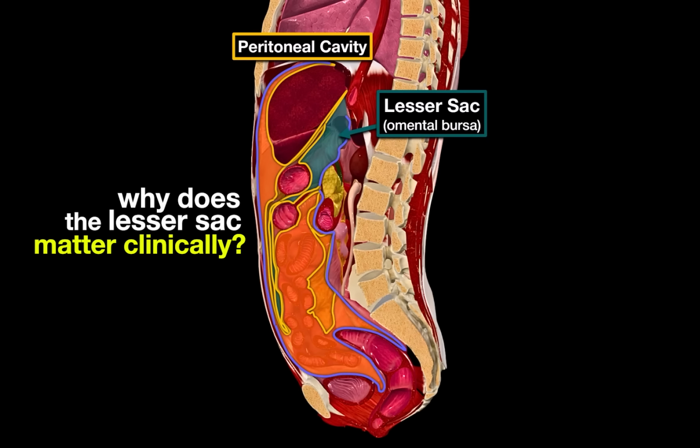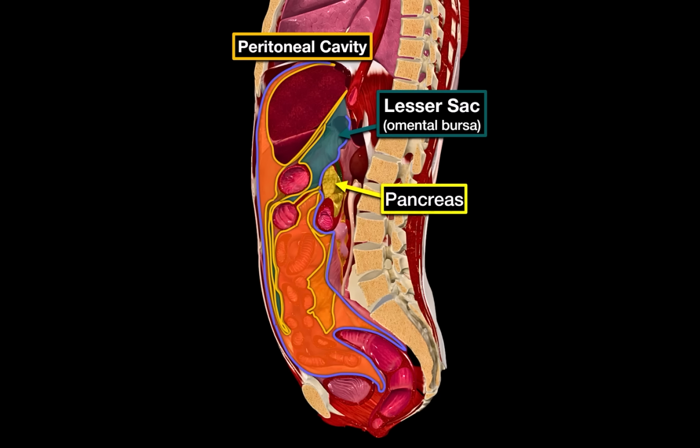Now, why does the lesser sac matter clinically? Because the pancreas forms its posterior wall. In acute pancreatitis, inflammatory fluid leaks directly into the space, forming what we call lesser sac collections.